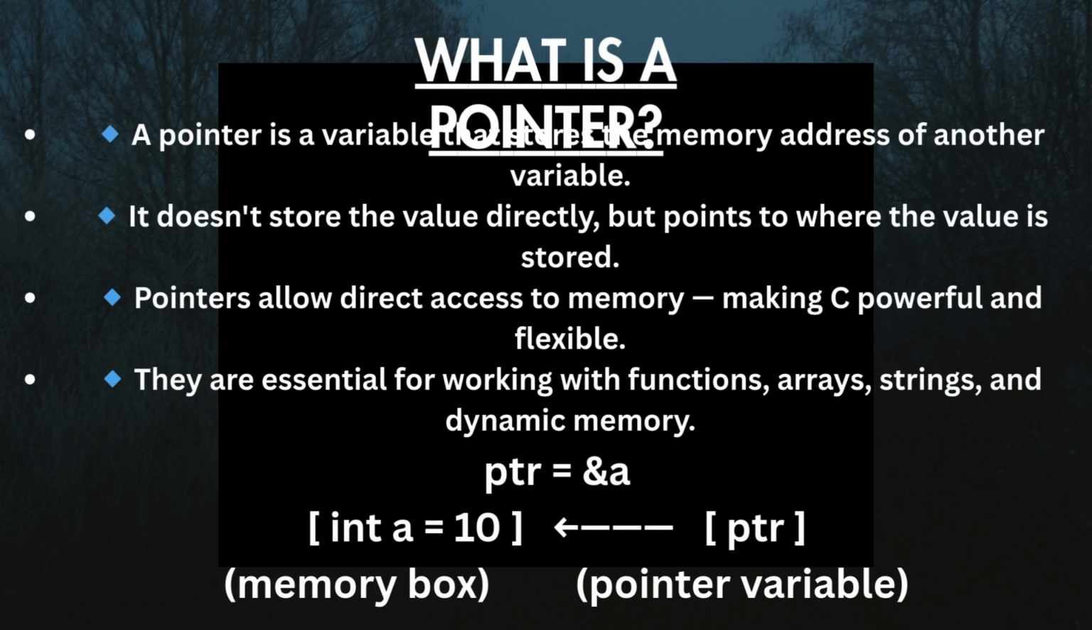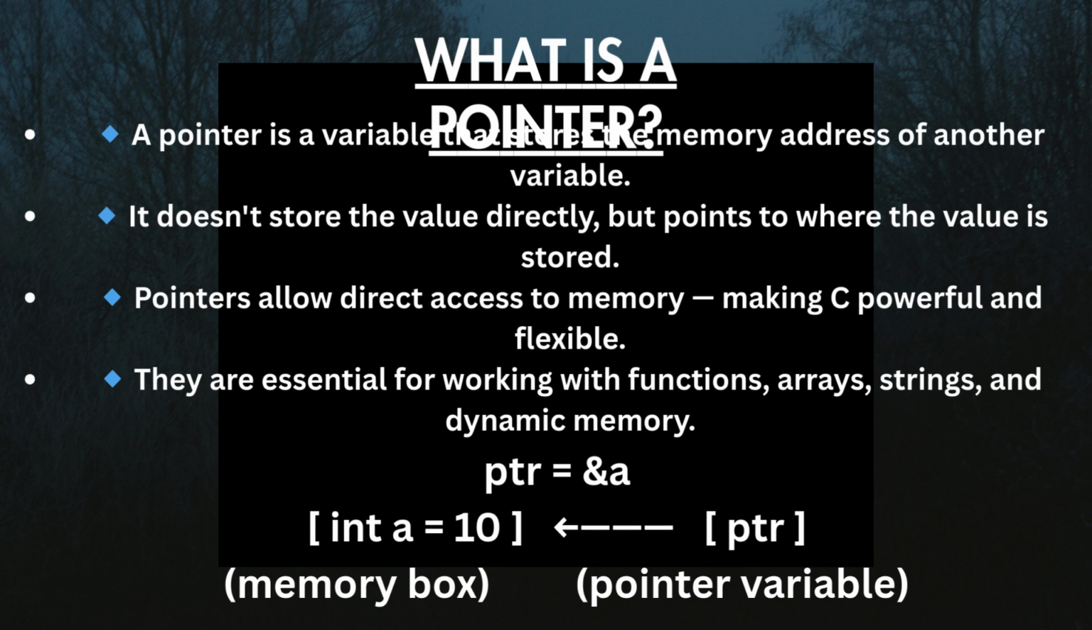So let's begin. What is a pointer? You all know a pointer is a variable that stores the memory address of another variable. It doesn't store the value directly, but points to where the value is stored. Pointers allow direct access to memory, making C powerful and flexible. This is essential for working with functions, arrays, strings and dynamic memory.